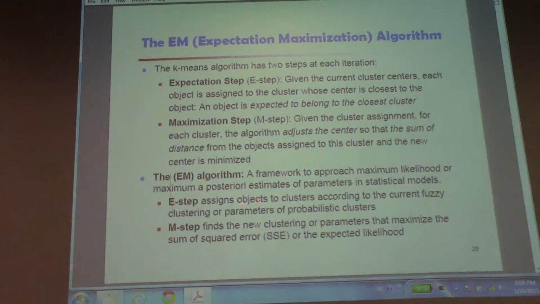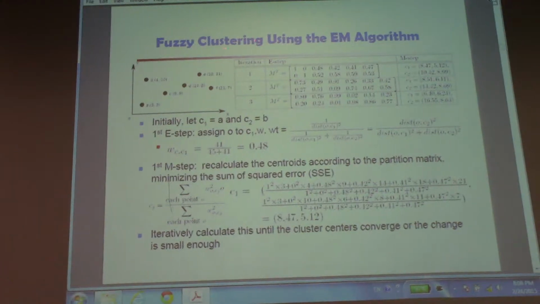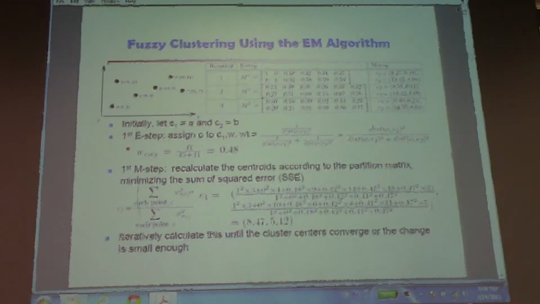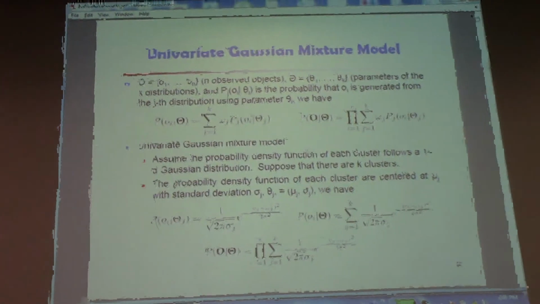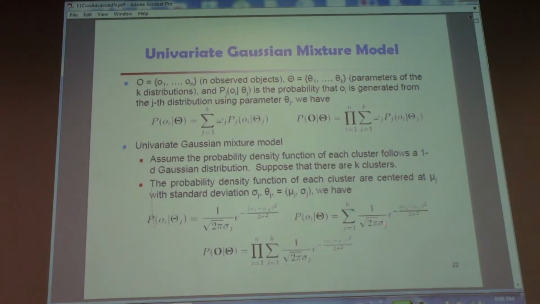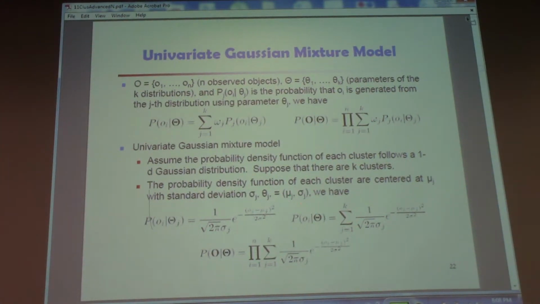Okay. So fuzzy clustering is also a special case of the EM clustering algorithm. Okay. Our goal is to find the mean and the variance. Those numbers determine k, the number of clusters.